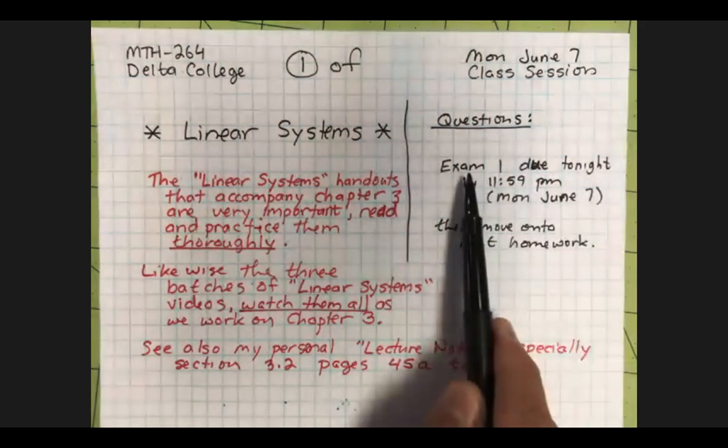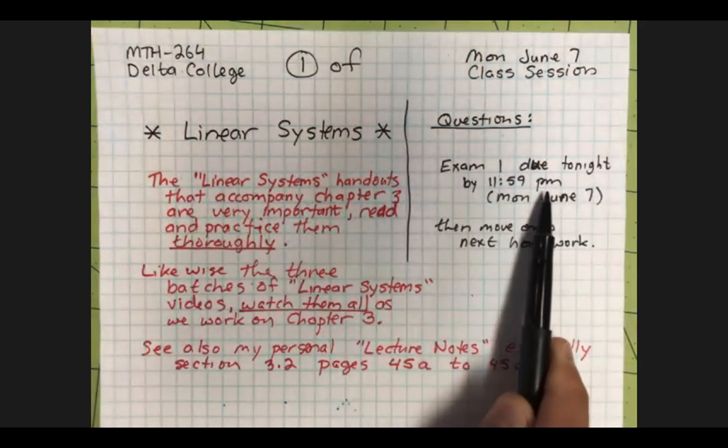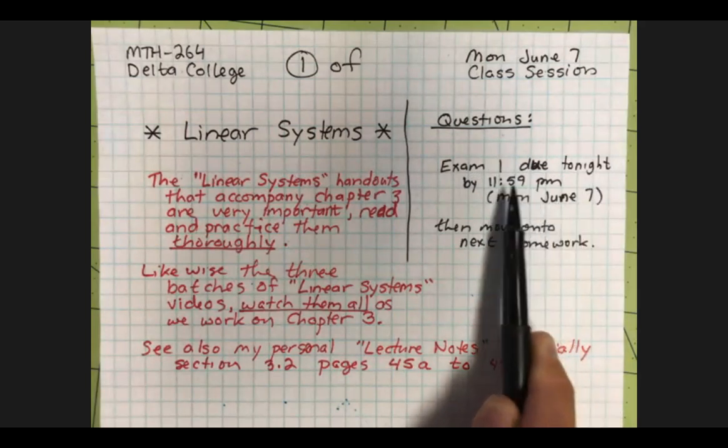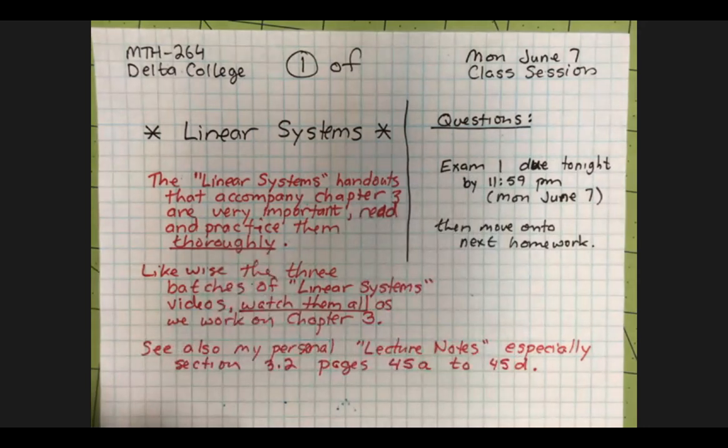So remember, exam 1 is due tonight by 11:59 p.m. Today is Monday, June 7. I've been answering questions periodically over the weekend, and that's fine. If you want any final questions, I will be available today on and off, but not always online. So email me, and earlier is better than later, because I can't guarantee that I'm going to be available at 11 p.m. or something like that.